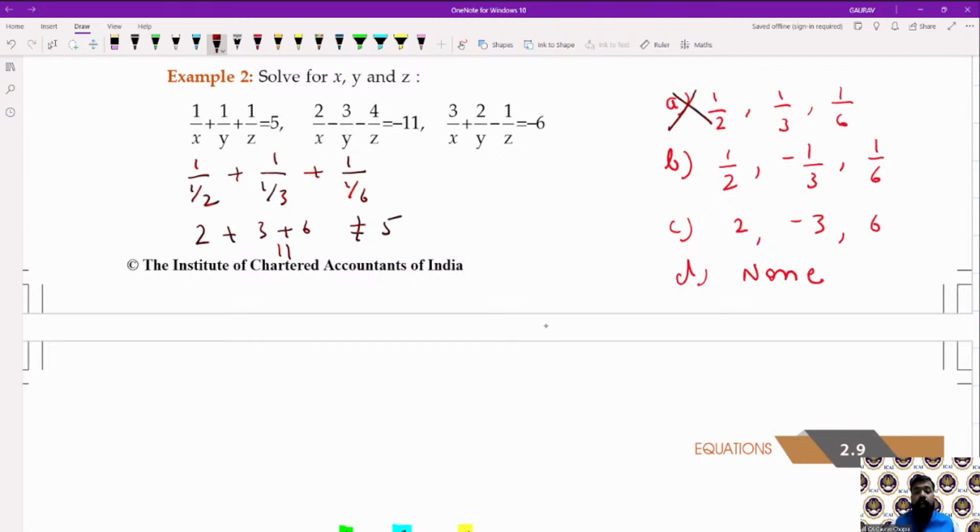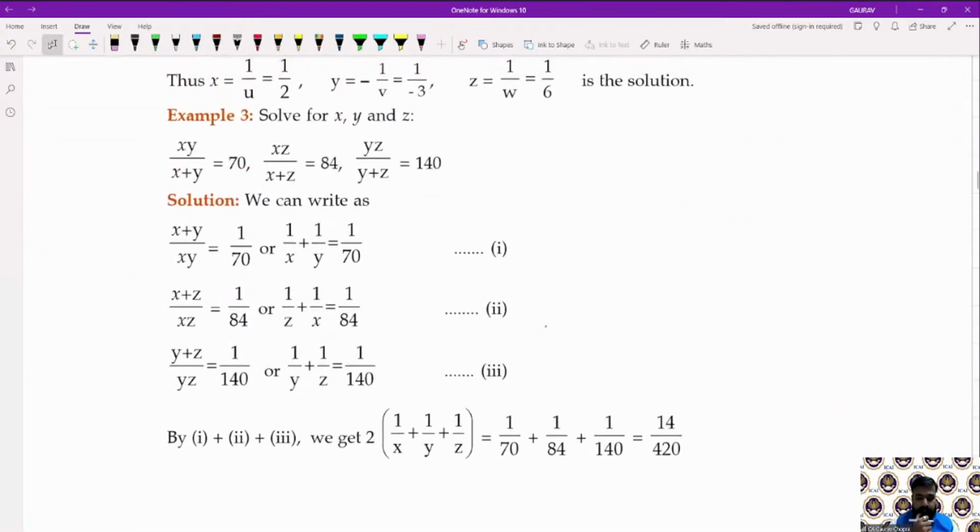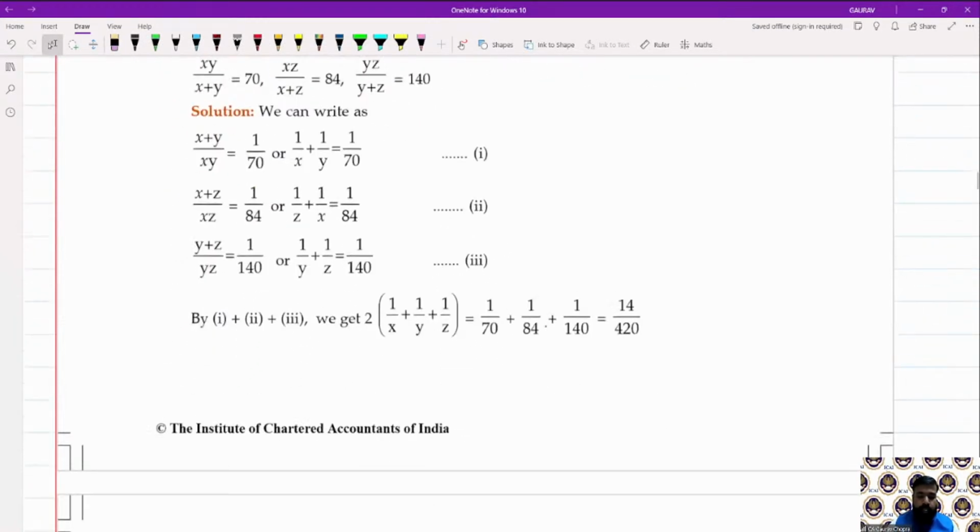If we put option number B, it is minus 1 by 3. So in place of plus, it will become negative. Now this time what will happen? 2 minus 3 plus 6. So what will come? It will be 5. So it is equal to 5. Hence it is correct. So in this way, we can check using the options, like which options are satisfying the equation, and that we can tick easily. All right. So same is for example number 3 as well.